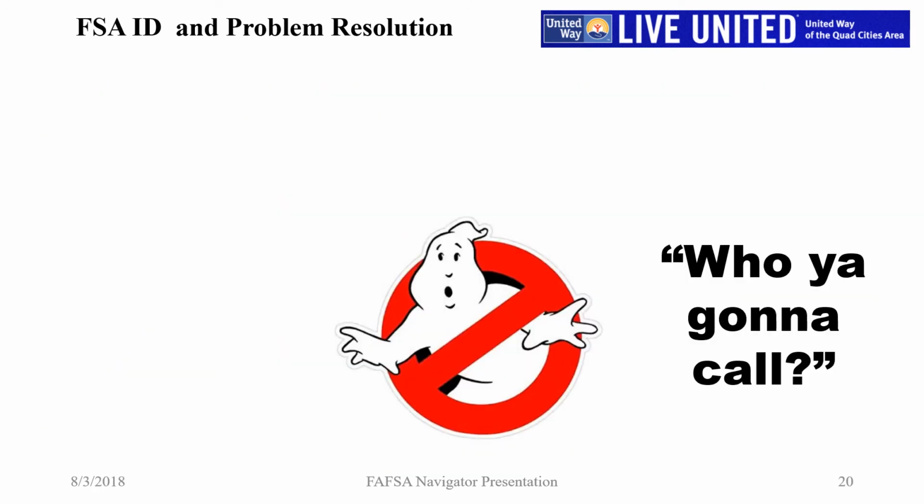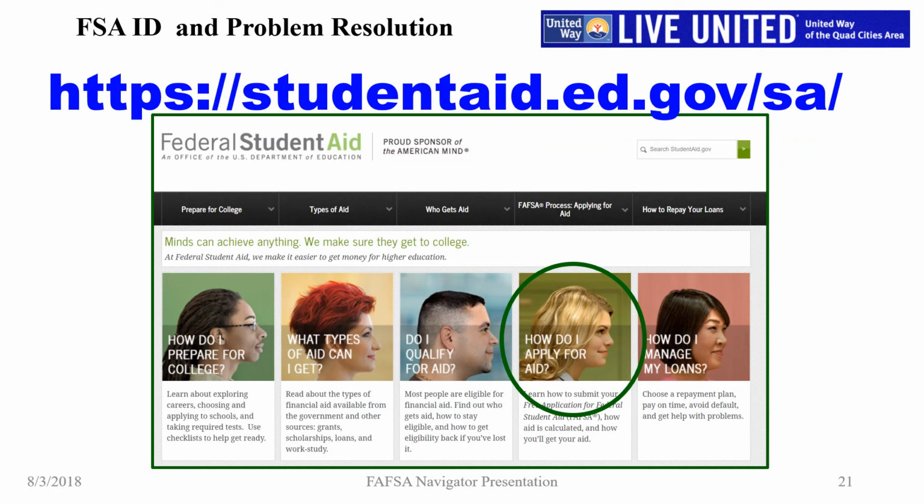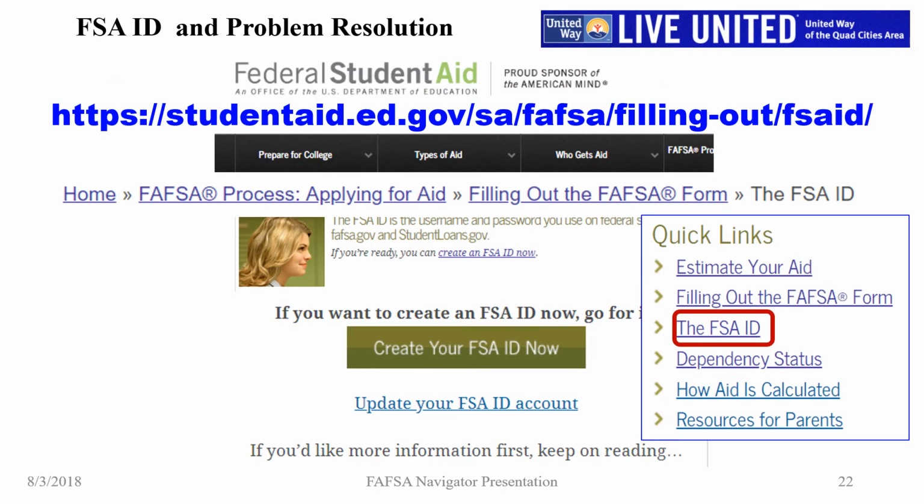Who are you going to call? The Federal Student Aid Information Center at 1-800-433-3243. Where does one find that number? At the Student Aid website at the 4th major section, How do I apply for aid? Inside the 4th major section, How do I apply for aid, is the FSA ID section, and you are invited to do more reading.